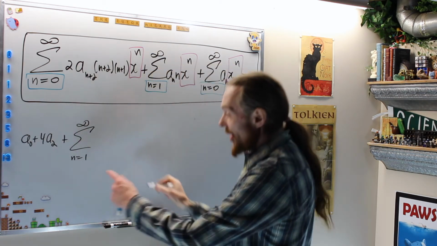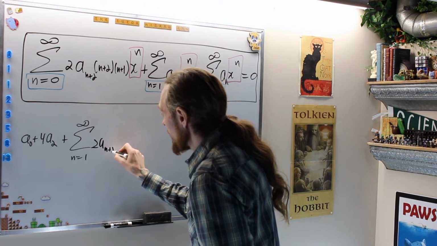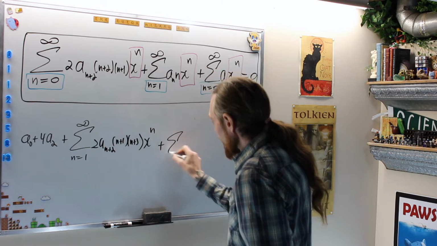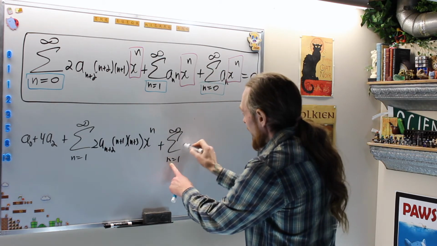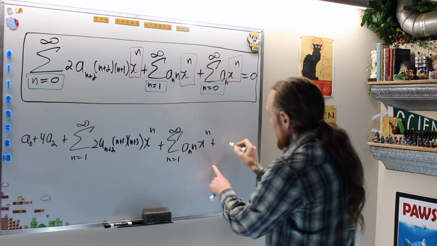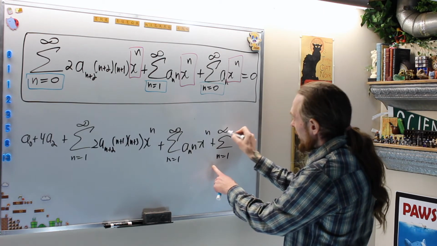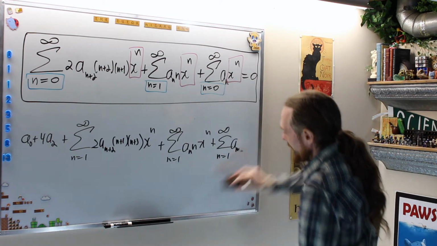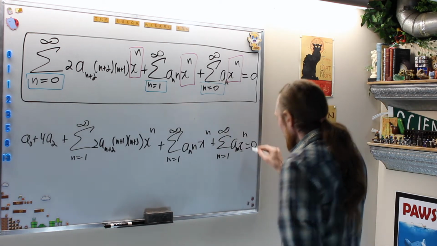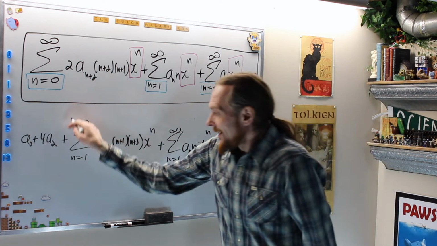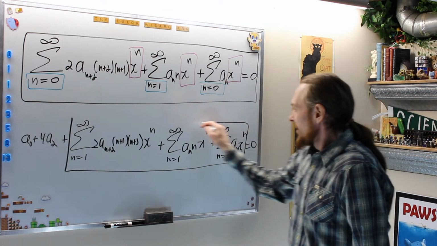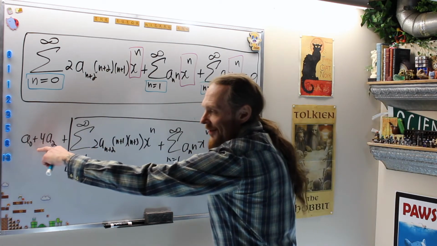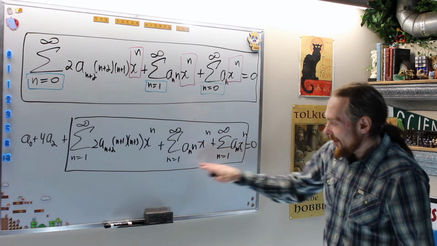The sum from n equals 1 to infinity of (n plus 2)(n plus 1) a(n plus 2) x to the n, plus the sum from n equals 1 to infinity of an n x to the n, plus the sum from n equals 1 to infinity of an x to the n. Whoa, where are you going? x to the n equals 0. I've stolen off that mini stage. Stage 3 is steal off the first term so that they all start now at 1.